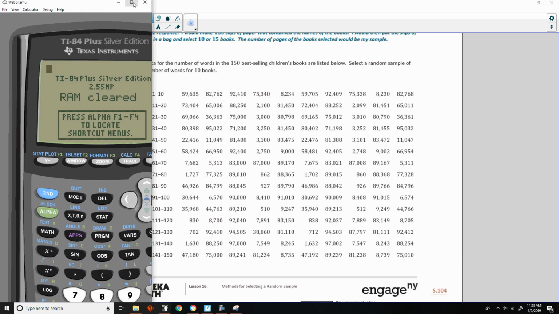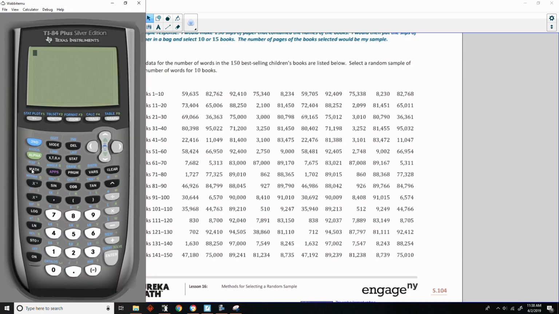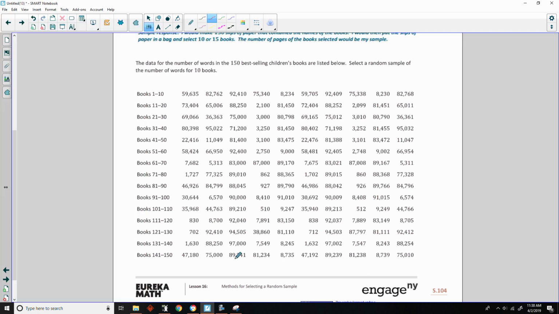Okay, so here's my calculator. If I go to math, probability, number 5 says random integer. So if I go 5, and I want to choose values between 1 and 150, I do 1, comma, 150, then every time I hit enter, it is going to give me a random value between 1 and 150. When I hit enter, I got a 142. So then I'd come down, and this is 141. Here is 142. So I chose number 142. Okay, so that's how I would do this.